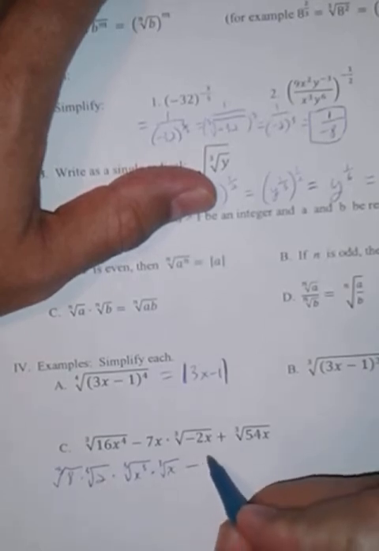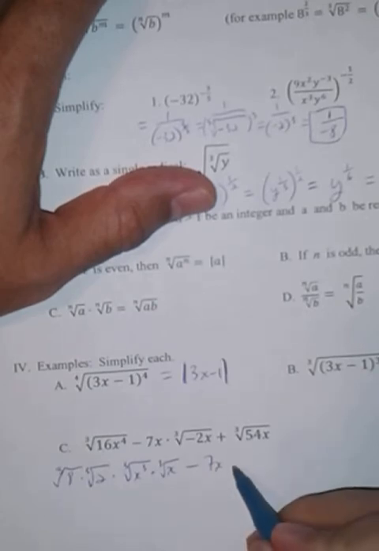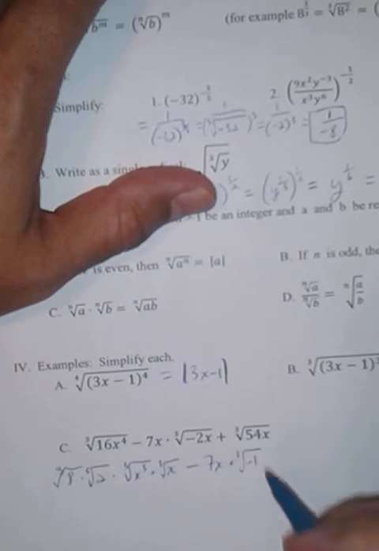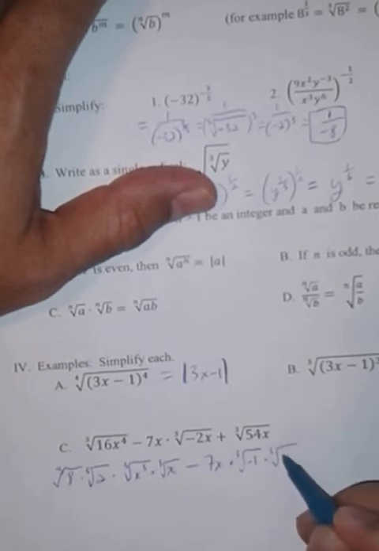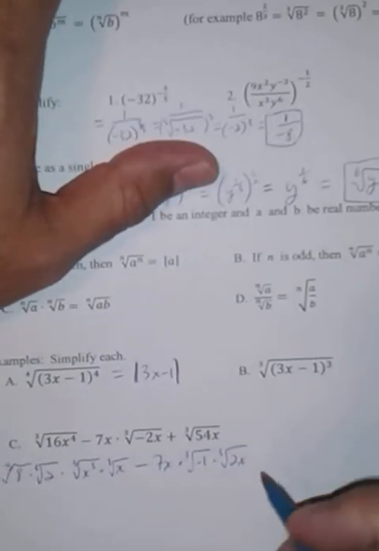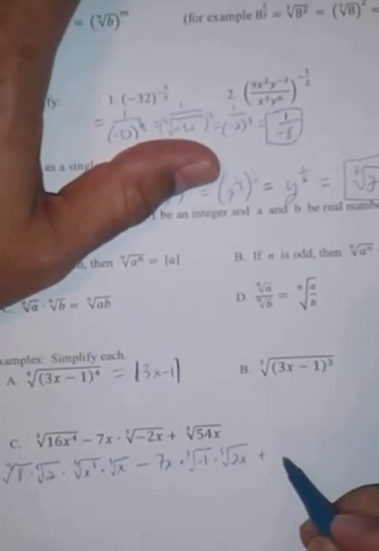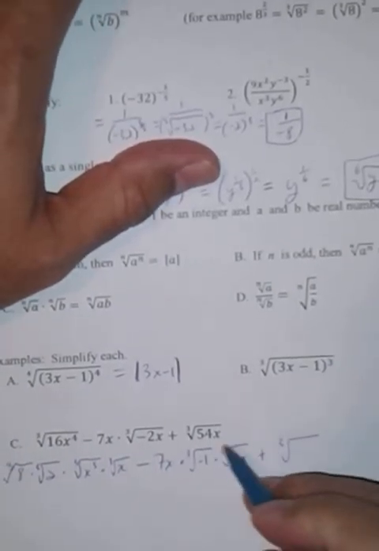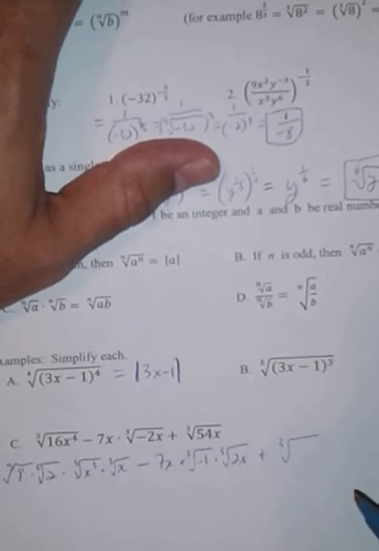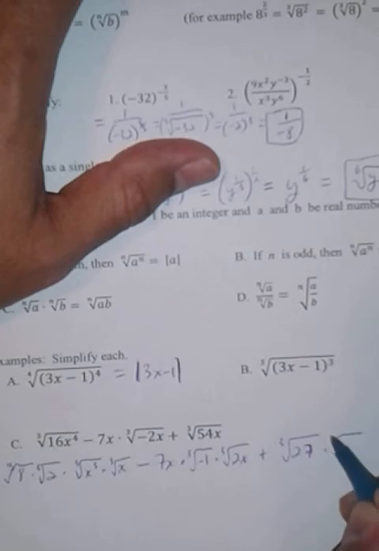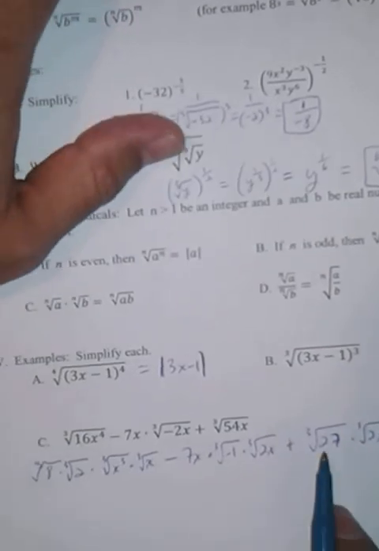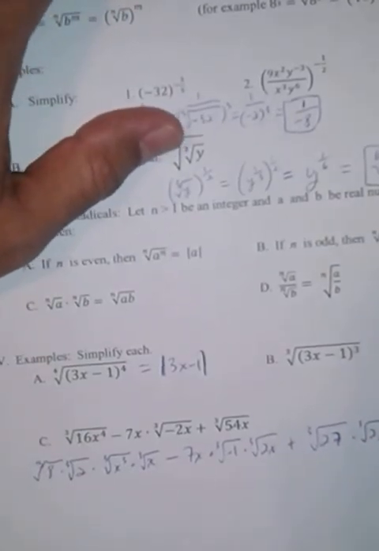So this is minus 7x, that needs nothing done, times the cube root of negative 1, notice I'm factoring the negative 2x into negative 1 times the cube root of 2x. Okay? And we're going to do the same thing to the last one, plus the cube root of 54x, and 54x is 27 times 2x. So it's the cube root of 27 times the cube root of 2x. Notice that we can find the cube root of 27, and that's why we want to do it that way.